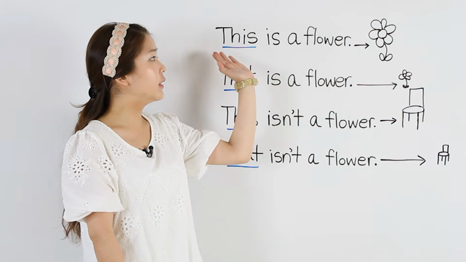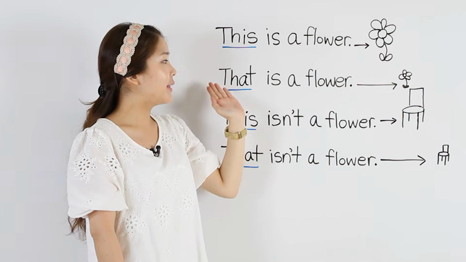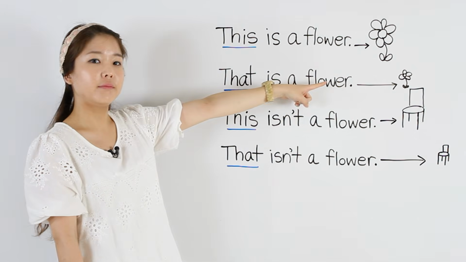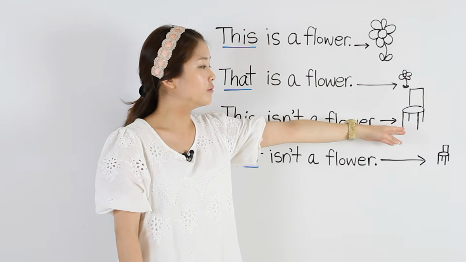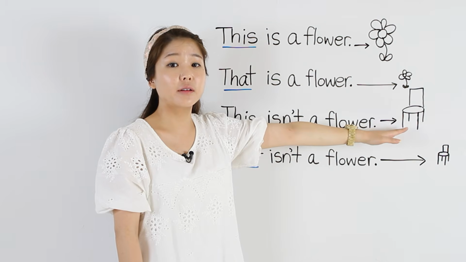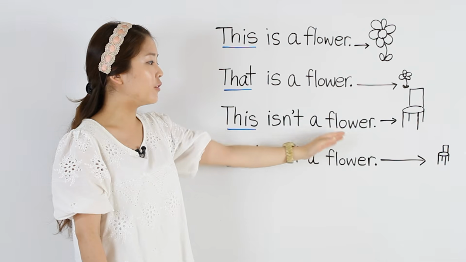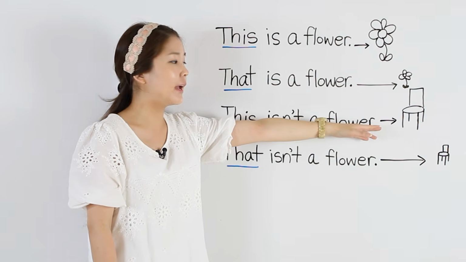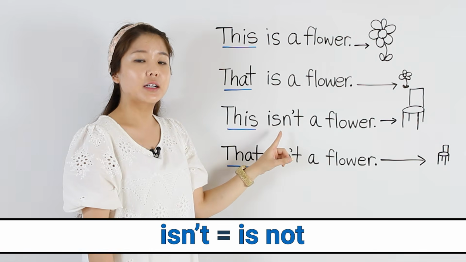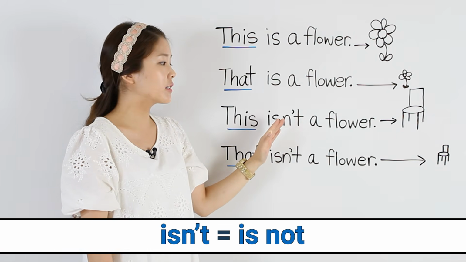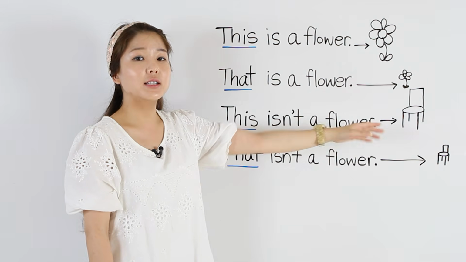So we know this is a flower. Okay, and that is a flower. Now, is this a flower? What is it? It's a chair. So we have to use the negative. This isn't a flower. It's close by, but it isn't a flower. Isn't is a contraction for is not. Okay? This isn't a flower. This is a chair.